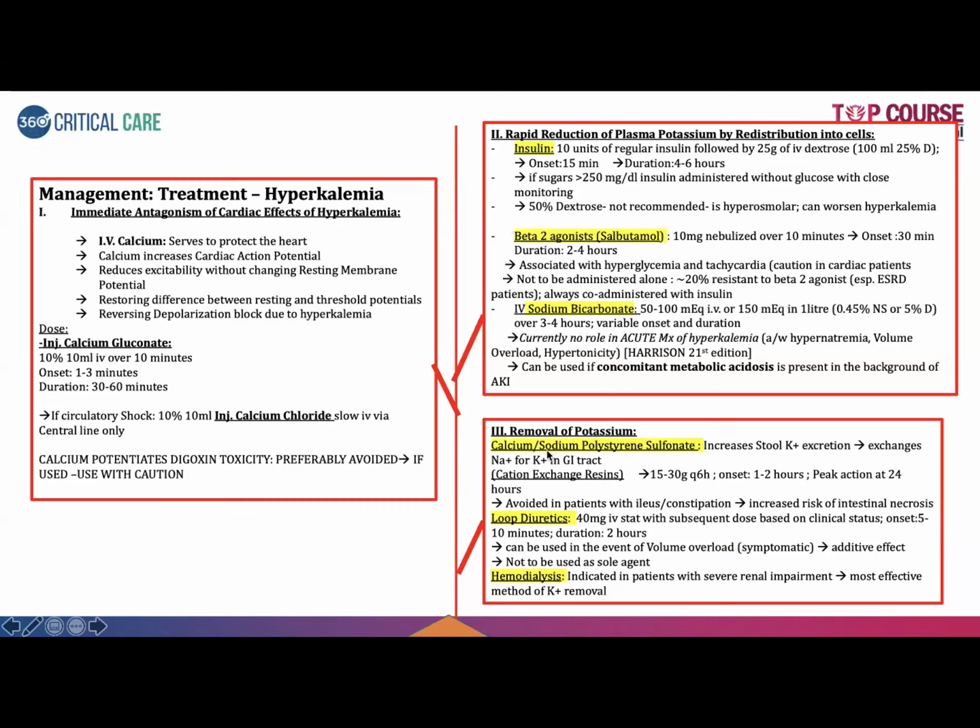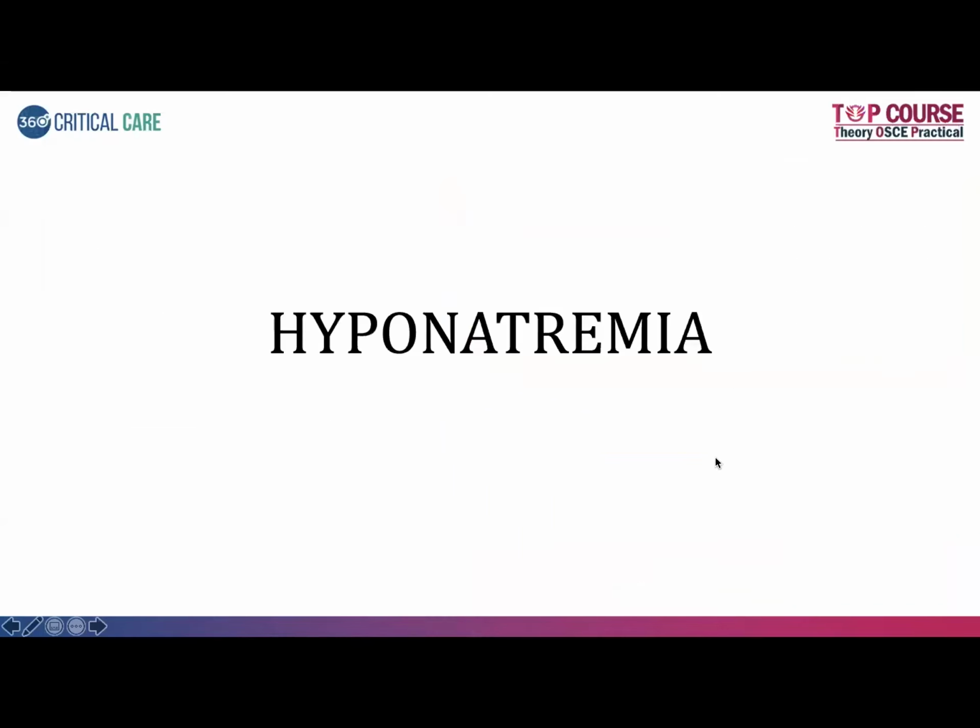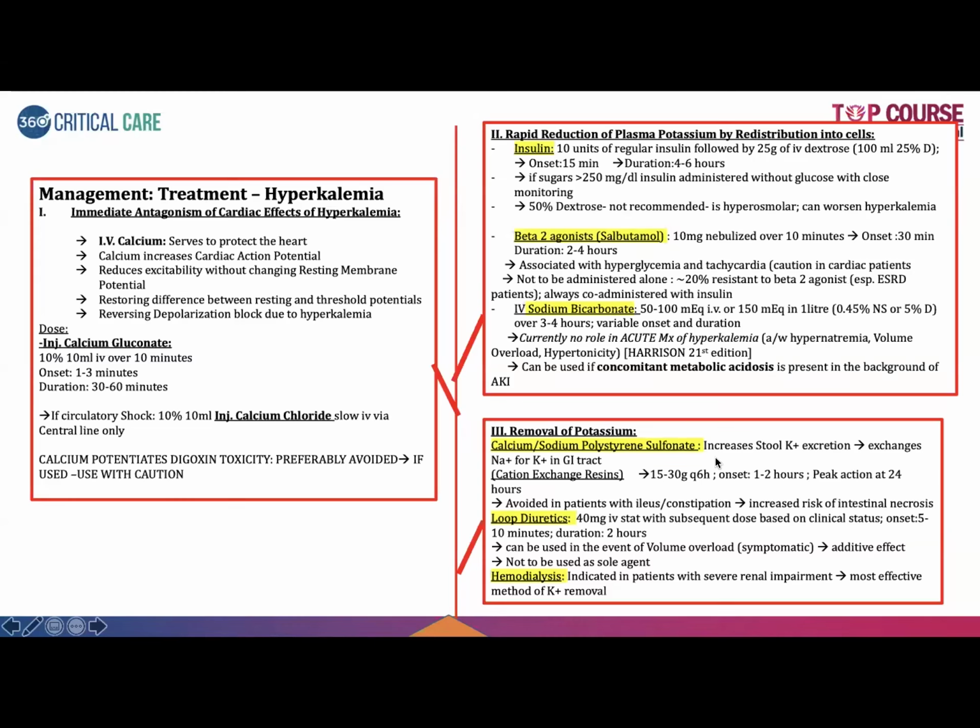So removal of potassium is by 3 mechanisms. One is sodium or calcium polystyrene sulfonate. So it increases the stool excretion, exchanging sodium for potassium in the GI tract. Other resins also; 15 to 30 grams hourly, onset of action being 1 to 2 hours, and peak action takes a long time, like 24 hours. So avoid in patients with ileus or constipation, as there is increased risk of intestinal necrosis.